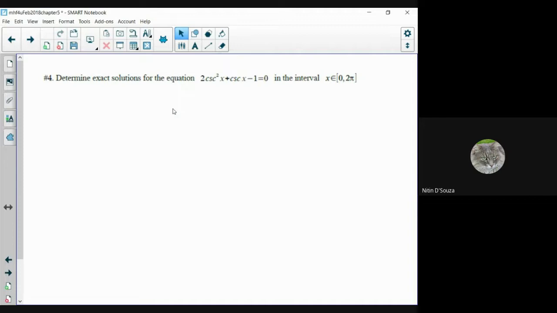Okay, so I'm going to do this last question from yesterday. So it's 2 cosecant squared x plus cosecant x minus 1. Now, I'm going to show you 2 ways. One is by factoring.